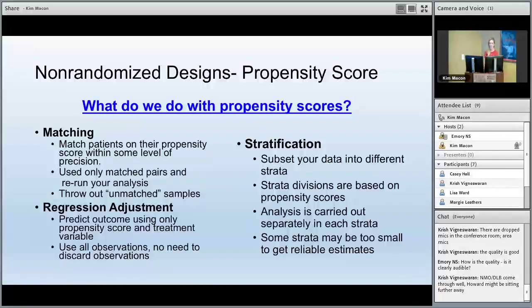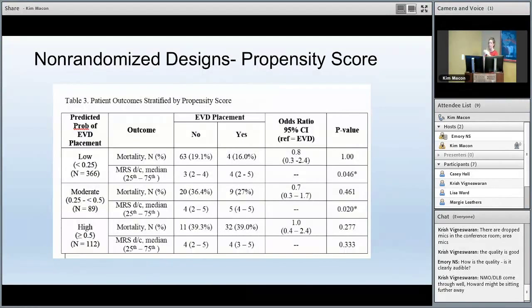So stratification is when you basically break your data into different subsets based on propensity scores. And that's actually what we did for our EVD paper. We broke it up into 3 different groups: patients that had a low likelihood of getting an EVD, patients that had a moderate likelihood, and patients that had a high likelihood. And again, there were patients within these groups that got EVDs and those that did not. You can see here that EVDs really, in this case, didn't matter in terms of outcome. You did see a moderate reduction in mortality in the moderate and the low groups, but it wasn't statistically significant.